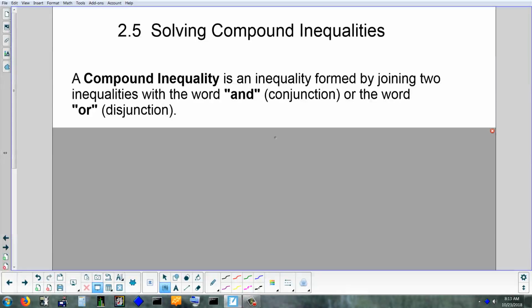Okay? You could have a compound inequality with the word and. You could have a compound inequality with the word or. If it has and, it's called a conjunction. And just like in English, and is a conjunction.